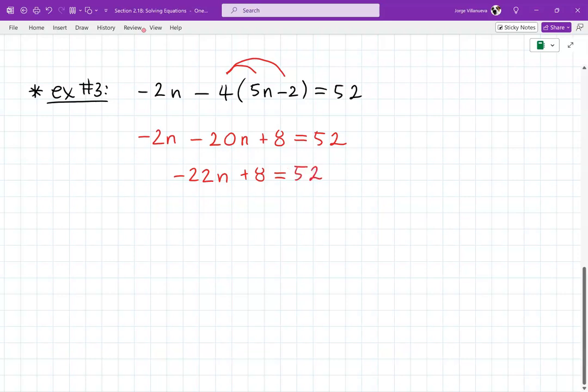Now, I have my variable hanging out all by itself on the left side, but I have that plus 8. Let me move that over. So if it's a positive 8, when I move it to the other side, it becomes a minus. Okay? So 52 minus 8. What is that? 44. Yeah, 44. And now we're just going to divide by negative 22, and we should get an answer that works out nicely. N is equal to negative 2.